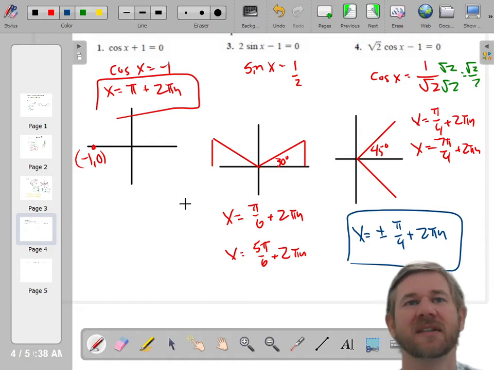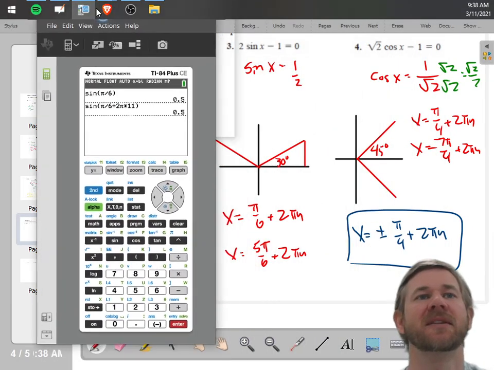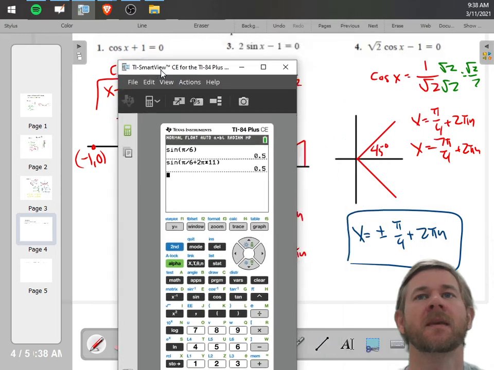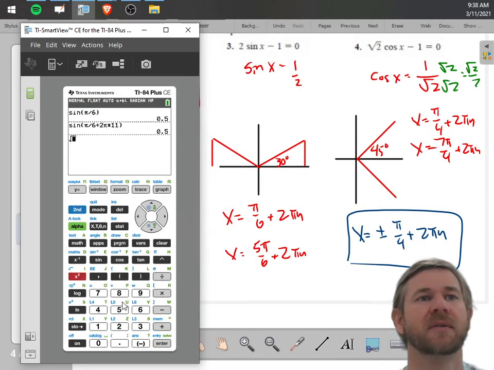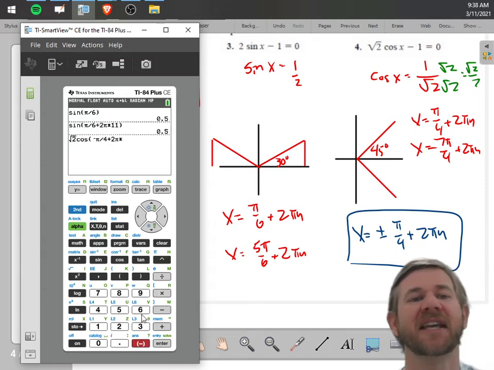Let's check that one just to see. I'm going to take my calculator and I'm going to make this ridiculous. Oops. Let's say radical 2 times the cosine of, and I'll just say negative pi over 4 plus 2 pi, and I'll say like times negative 6.